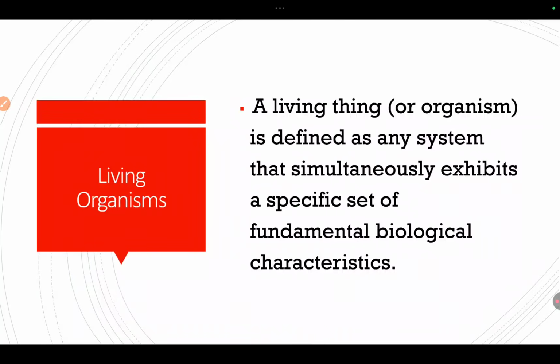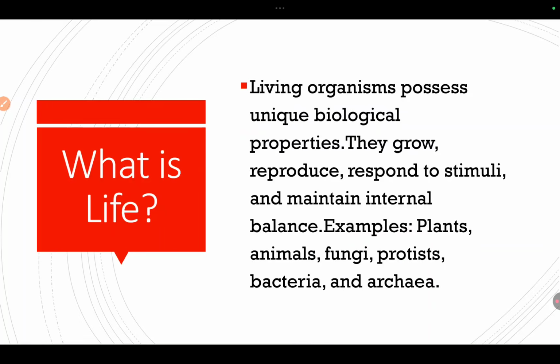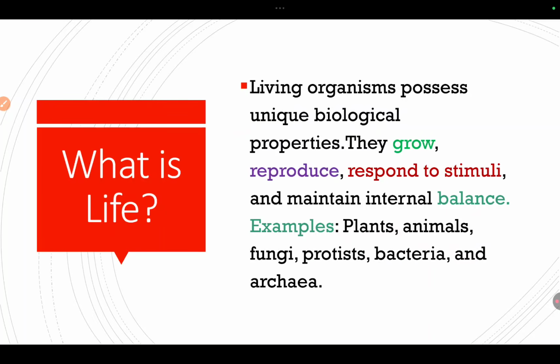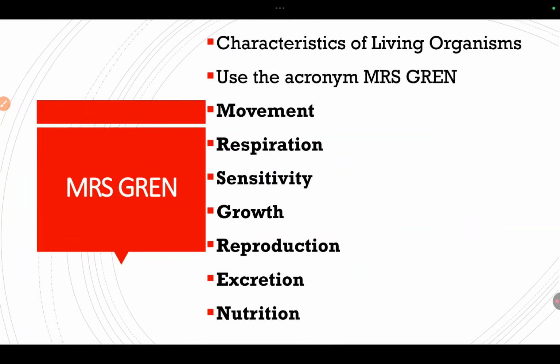So a living thing is defined as any system that simultaneously exhibits a specific set of fundamental biological characteristics. So what are these characteristics? They grow, they respond, they reproduce, they maintain internal balance, and all these are done by only living things. So this is life. So plants, animals, fungi, protists, bacteria and archaea are living things. They have common characteristics and this can be studied in a very easy manner.